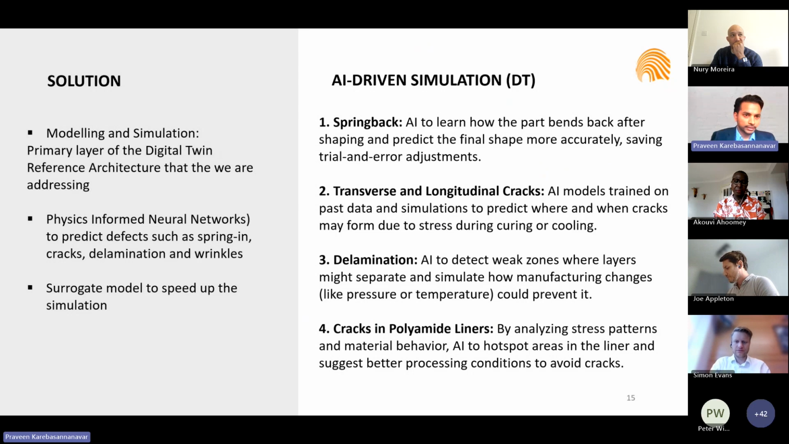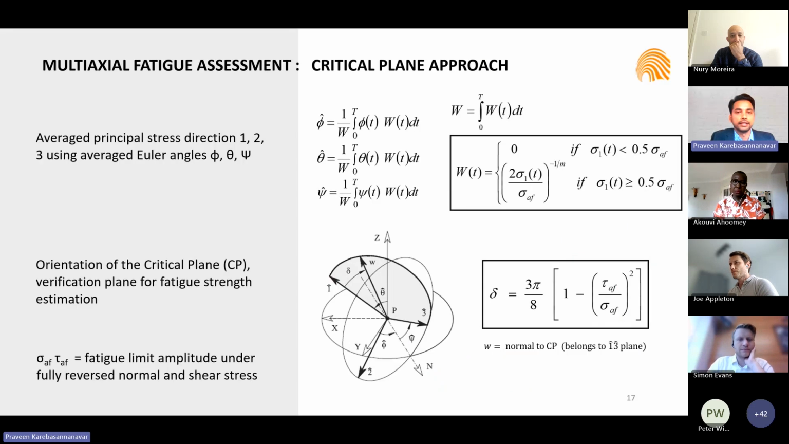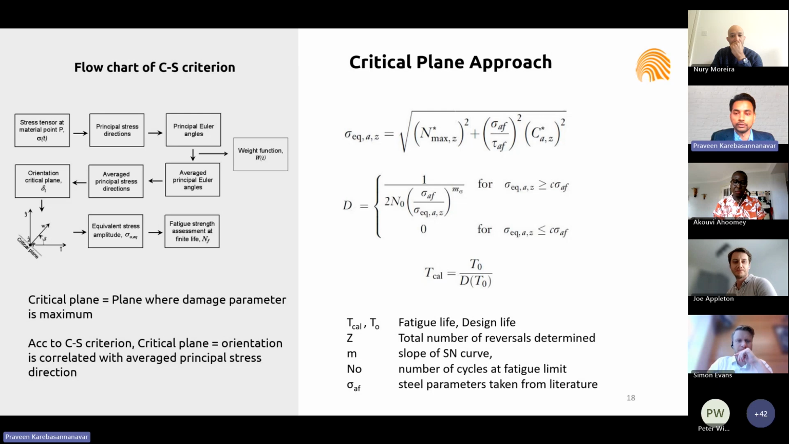So in this presentation, I'm mainly focusing on the modeling and simulation part, which is the primary layer of the digital twin reference architecture. And we are also using surrogate modeling to speed up the simulation. This is some of the simulation and validation we are trying to understand. We are including a couple of experimental methods to validate. And these are theoretical. I don't want to go deeper into this fatigue assessment of how the structure fails, related to the case studies I previously mentioned.